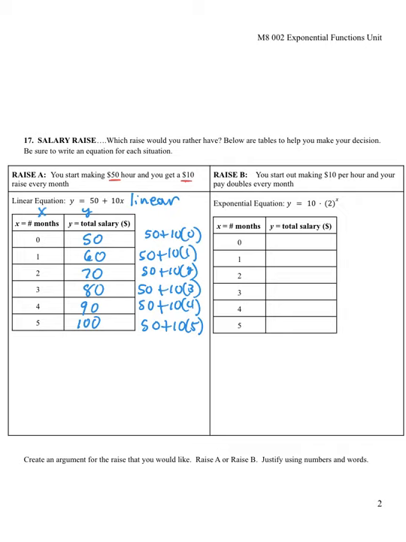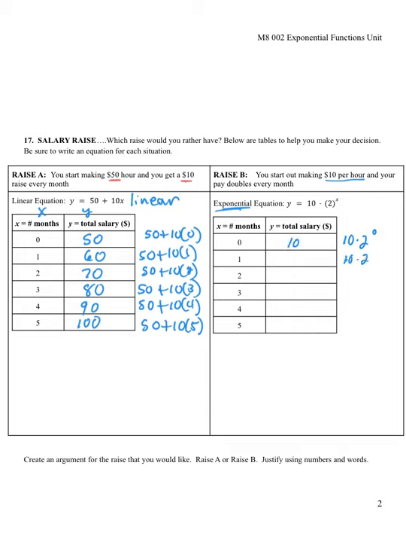Then option B, you start out making $10 per hour and you double each month. So this is an exponential equation. Y equals 10 times 2 to the x. So you're going to plug in 10 times 2 to the 0. Again, anything to the 0 power is 1. So this starts out as 10.